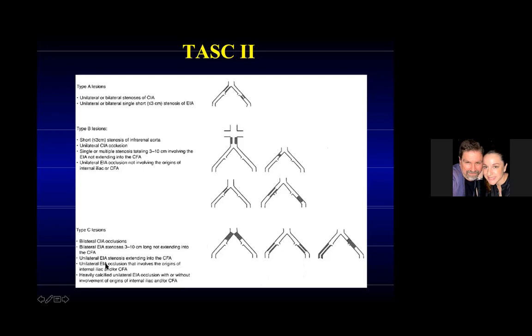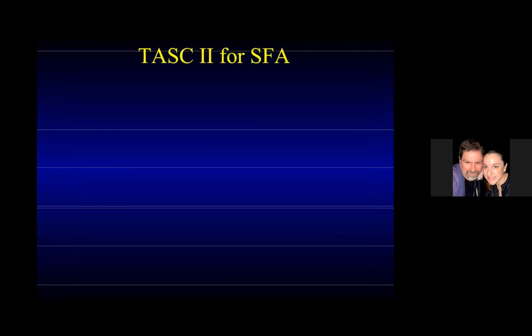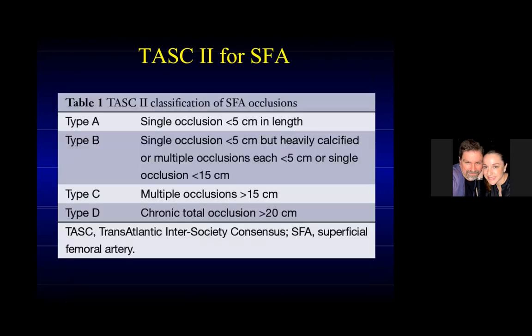A unilateral external iliac artery occlusion that involves the origins of the internal and external iliac arteries, or down to the common femoral artery. A heavily calcified unilateral external iliac artery occlusion with or without involvement of the origins of the internal iliac and or the common femoral artery. So the depiction here, these are the common femoral arteries. These are the external iliac arteries, the internal iliac arteries, the common iliac arteries, and the distal aorta. Okay, everybody got that?